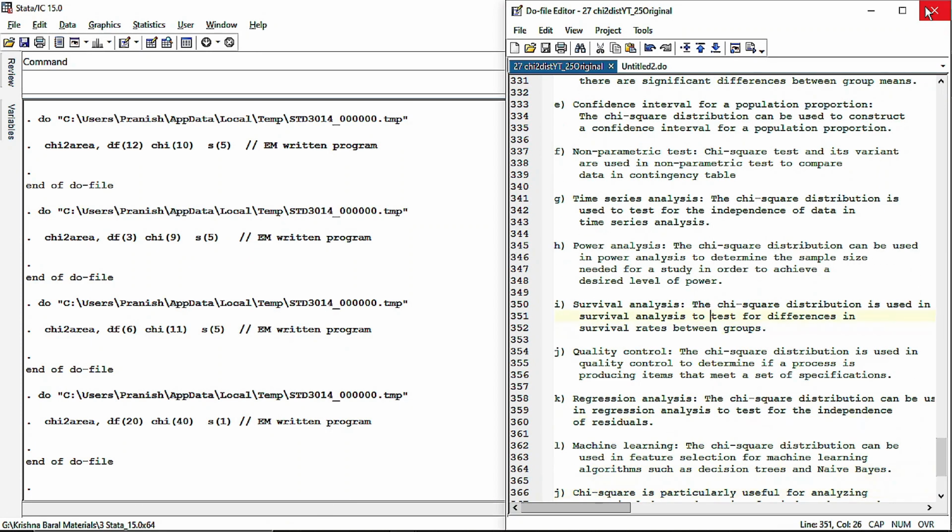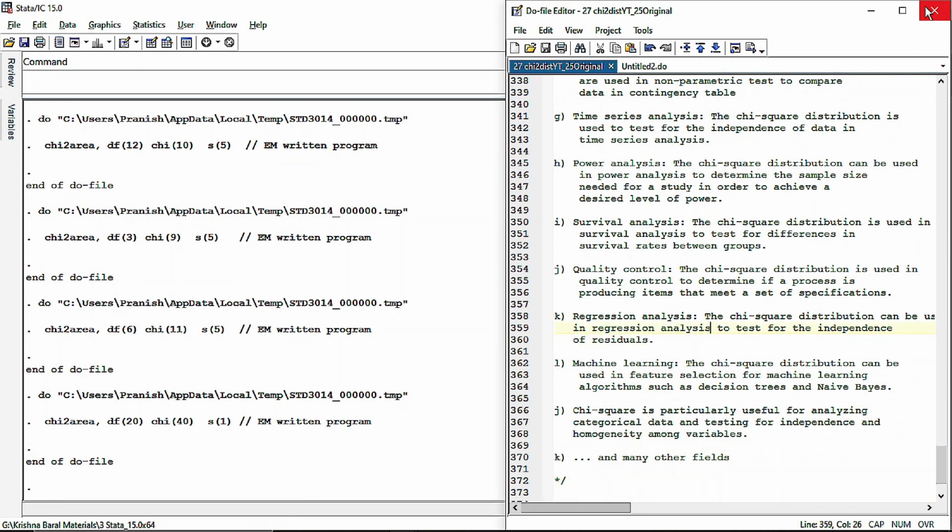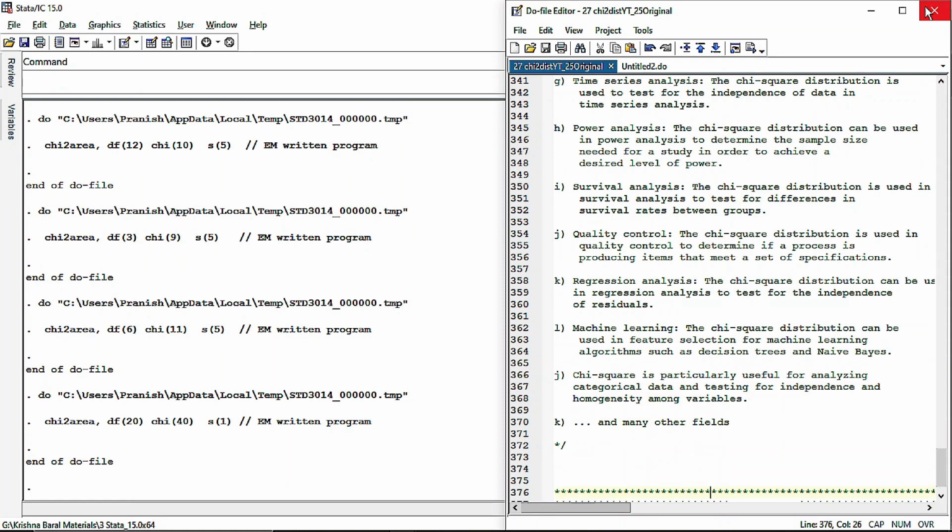In survival analysis, the chi-square distribution is used to test for differences in survival rates between groups. In quality control, it is used to determine if a process is producing items that meet a set of specifications. In regression analysis, it can be used to test for the independence of residuals. The chi-square distribution can be used in feature selection for machine learning algorithms such as decision trees and naive Bayes. Chi-square is particularly useful for analyzing categorical data and testing for independence and homogeneity among variables, and it is used in many other fields. So this is it for this tutorial.